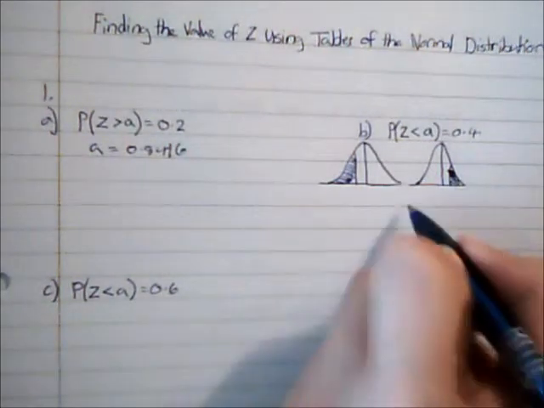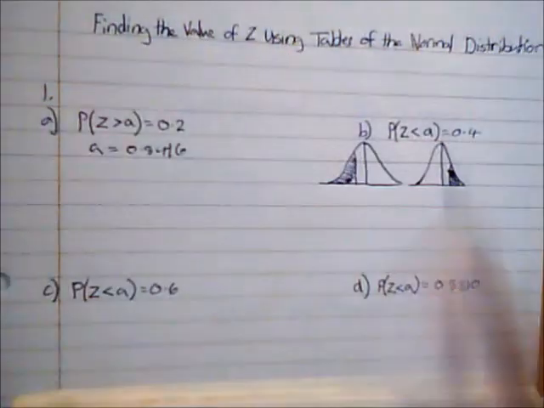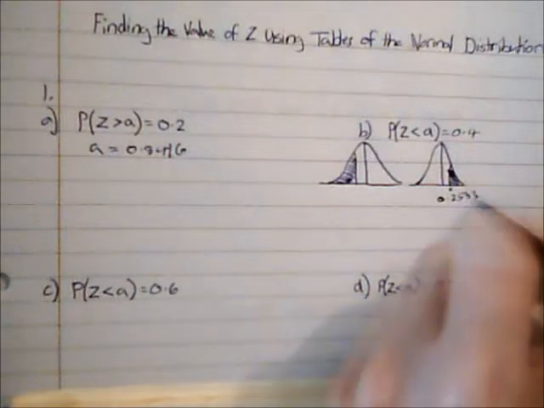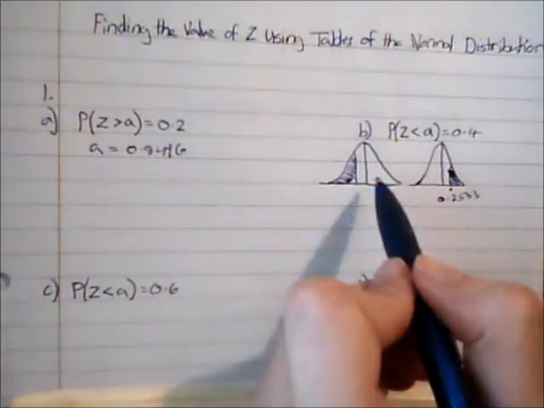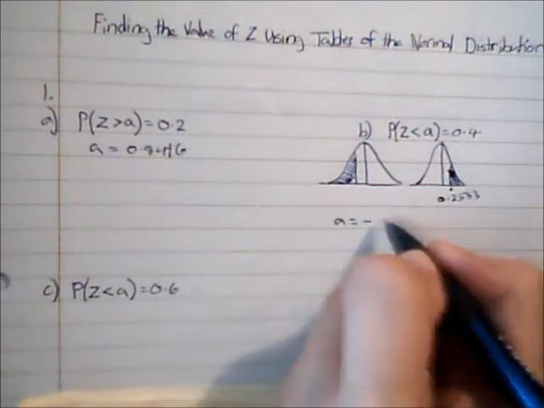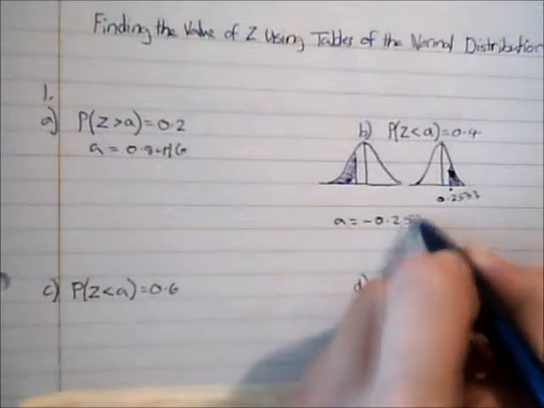Now this I can look up because it has an area of 0.4, so I can use my small table again, and I can see that the associated z value is 0.2533. So I can say on my sketch this is 0.2533, and then by symmetry the value I wanted for a must be negative that, because it's just the other side of the line, so negative 0.2533.